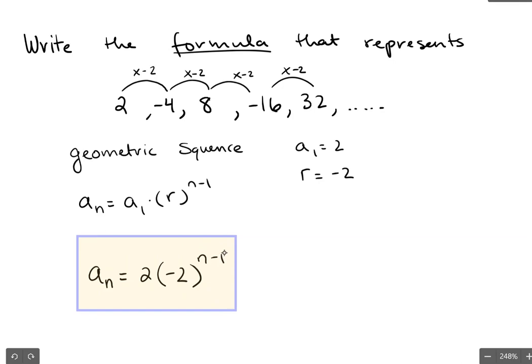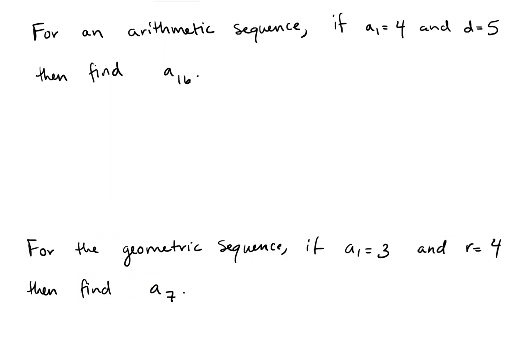And we'll make sure it's clear that this is in the exponent, not multiplication. So in our next problem, we're asked to find the arithmetic sequence if they've told us that the first term is 4, the common difference is 5, and they would like us to find the 16th term.